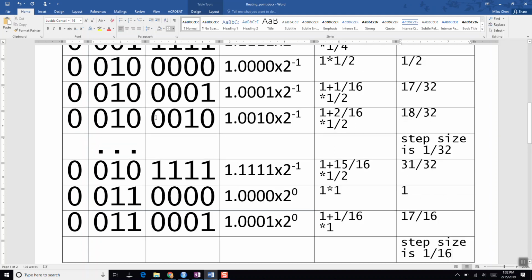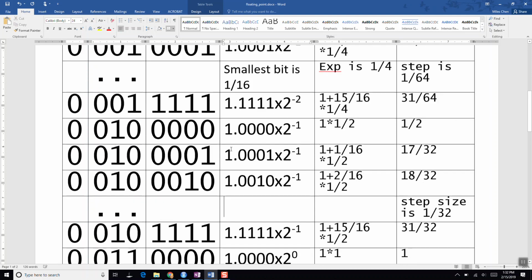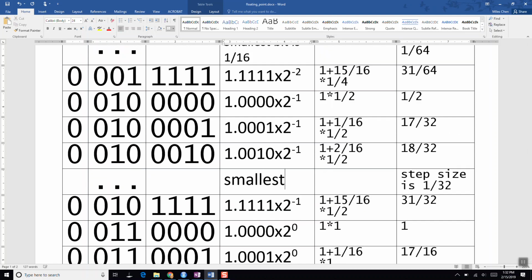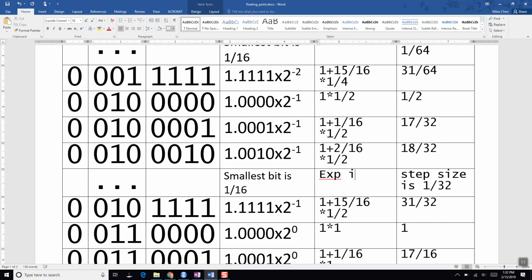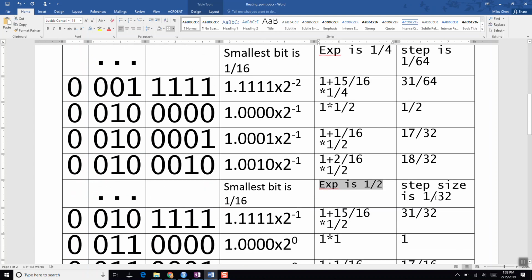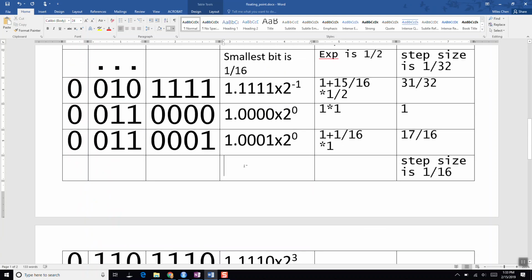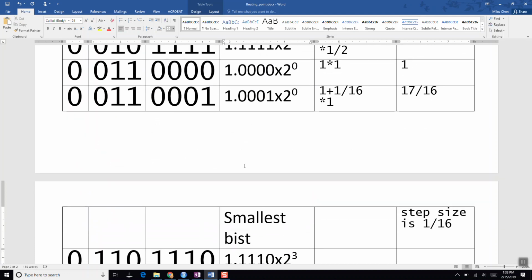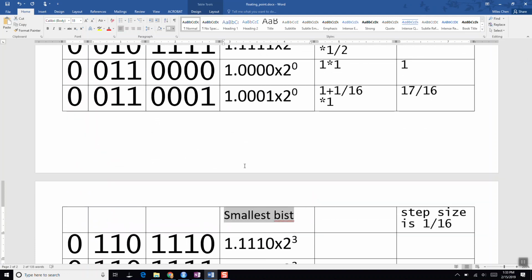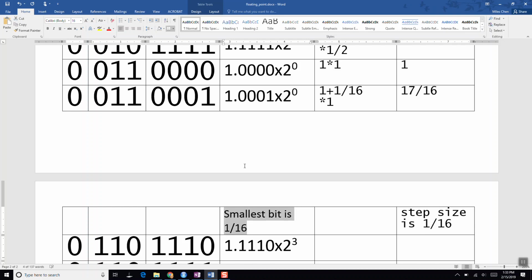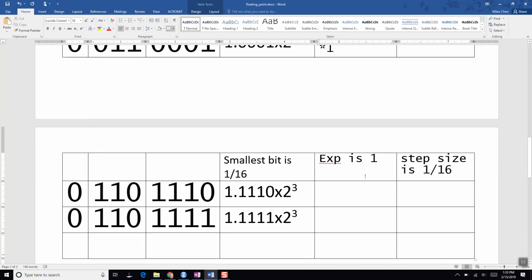Because basically what's going on is, the smallest bit is 1/16, and the exponent is 1/2. So when you multiply those two together, the step size is 1/32. But now my smallest bit is still 1/16, and my exponent is 1, so the step size is 1/16.